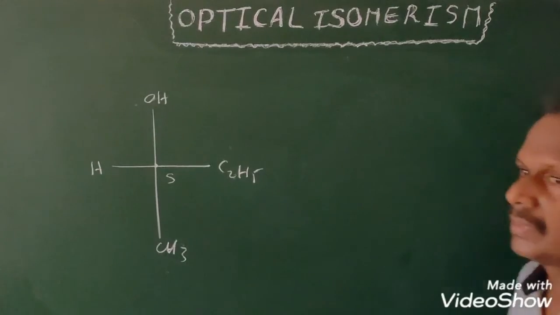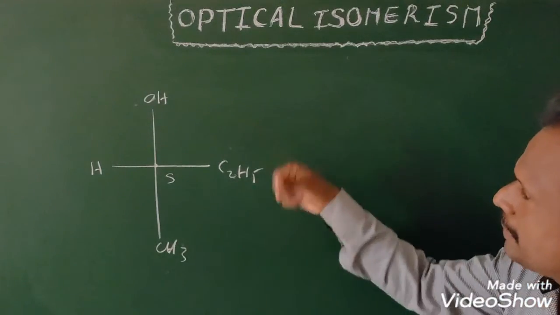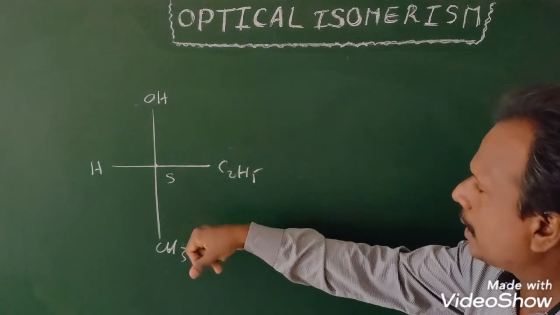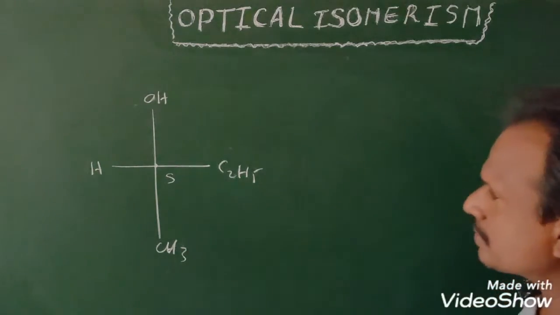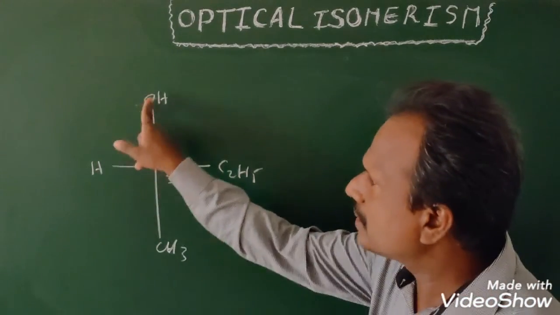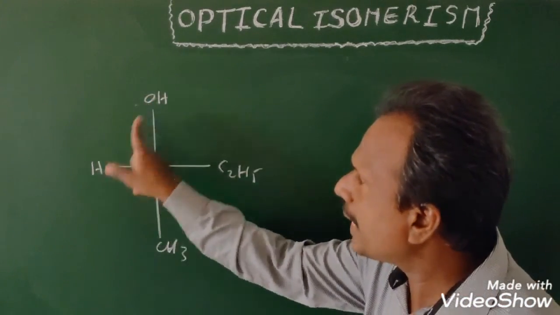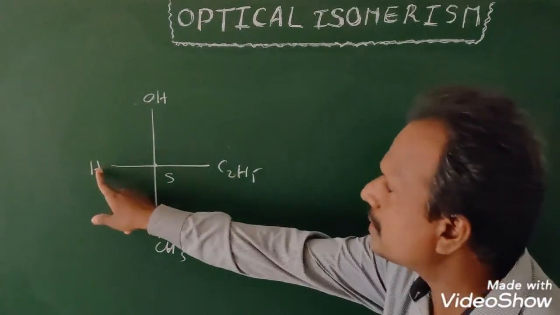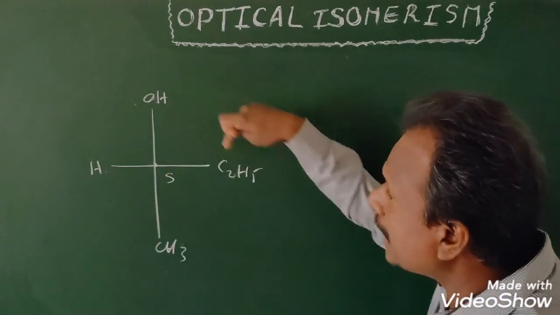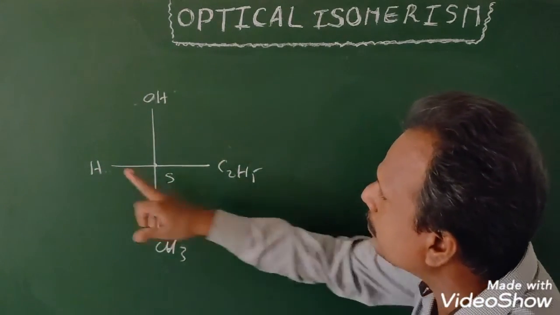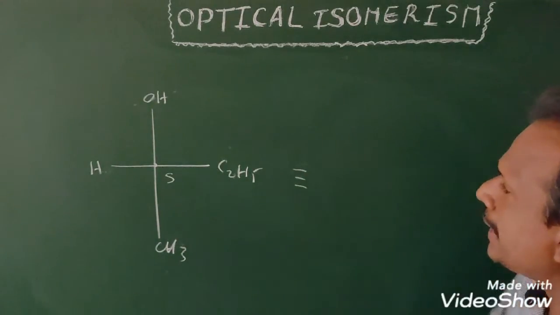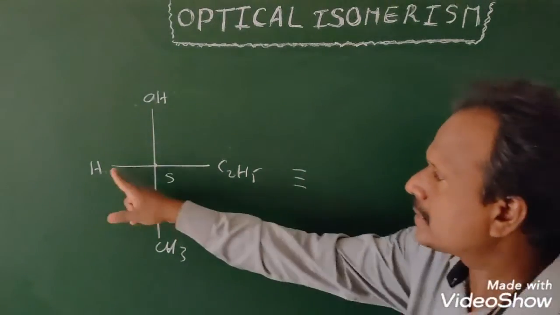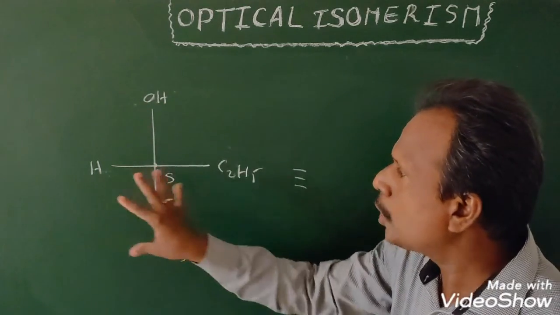It is the optical isomer. The chirality of carbon is S. To obtain its mirror image, simply exchange the two groups which are at 90 degrees. Simply exchange any two groups which are at 90 degrees. That means these two with these two. In Fischer projection, by exchanging two groups which are at 90 degrees, we obtain its mirror image.